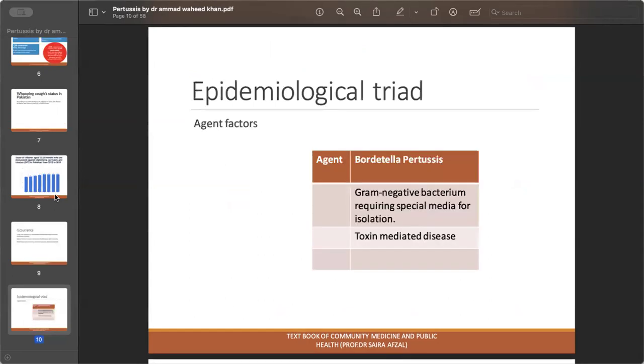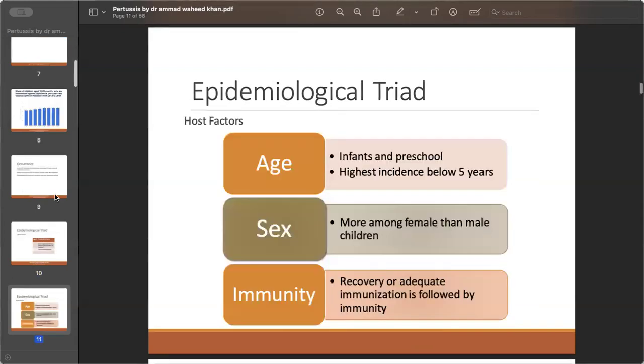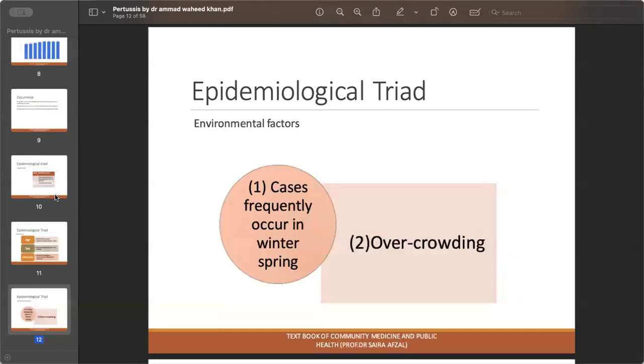Epidemiological triad. Agent factor: the agent is Bordetella pertussis, a gram-negative bacterium requiring special media for isolation; it is a toxin-mediated disease. Host factor: age, infants and preschool, with highest incidence below 5 years. Sex: more among female than male children. Immunity: recovery or adequate immunization is followed by immunity. Environmental factors: cases frequently occur in winter and spring, and with overcrowding.